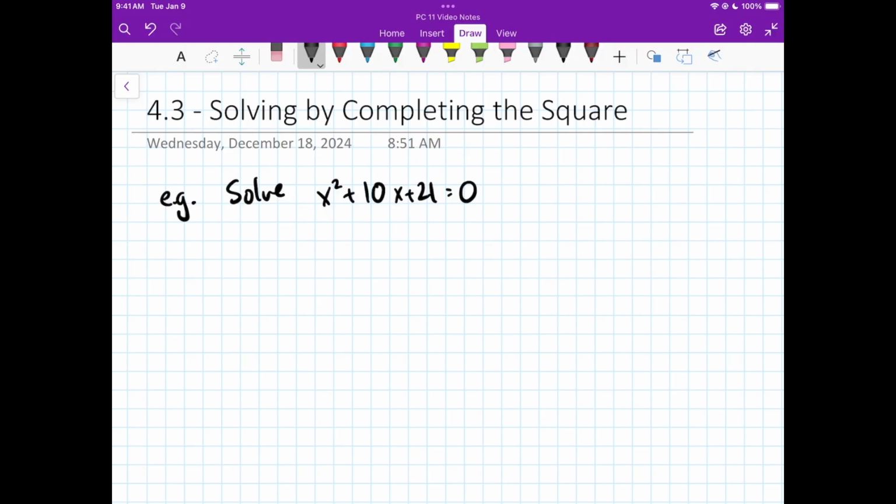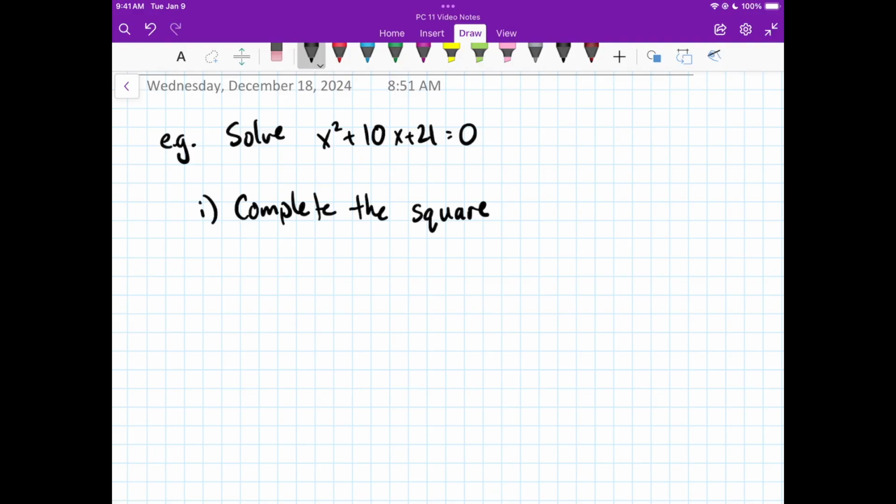So if we want to solve by completing the square, the first step, probably not super surprisingly, is to complete the square. So we want to get this thing into vertex form. I'm not going to spend a bunch of time in this video dwelling on the process of completing the square, so do make sure, like I said, that you go back and double check previous videos if you feel like you need it. But I'll do one quickly.